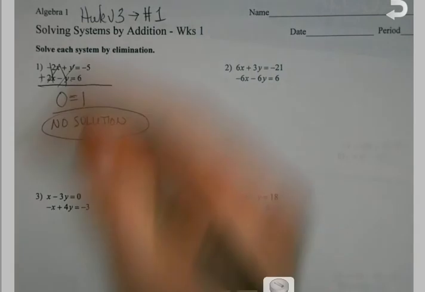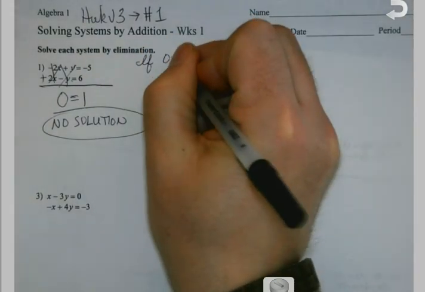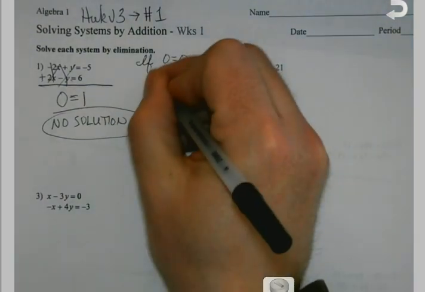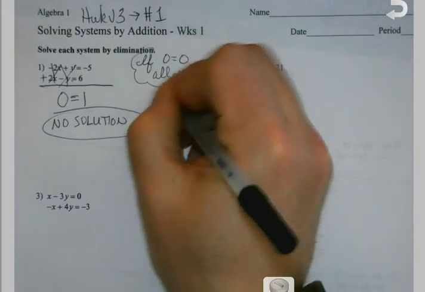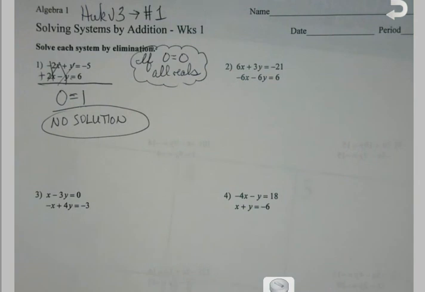If you get a problem where you end up with 0 equals 0 at the end, and that could happen, the answer in that situation would be basically any numbers I stick in for x and y would work. So the answer would be all reals. But these two don't happen a lot. But I do want you to be aware of them if they do.